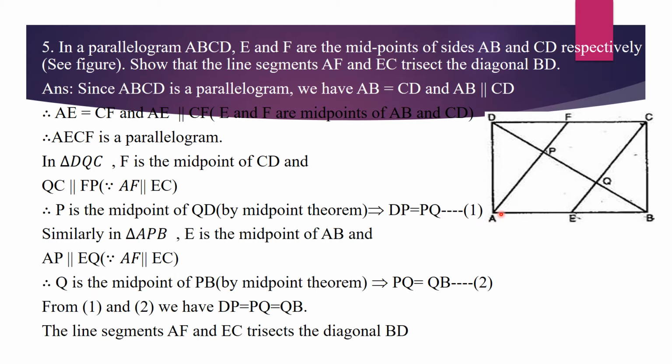Now take the second triangle APB where E is the midpoint of AB and EQ is parallel to AP. Again, using the converse of midpoint theorem, we can say Q bisects BP, that is PQ equal to QB. So from equation 1 and 2, we can write DP is equal to PQ is equal to QB, which shows that the line segments AF and EC trisect the diagonal BD.